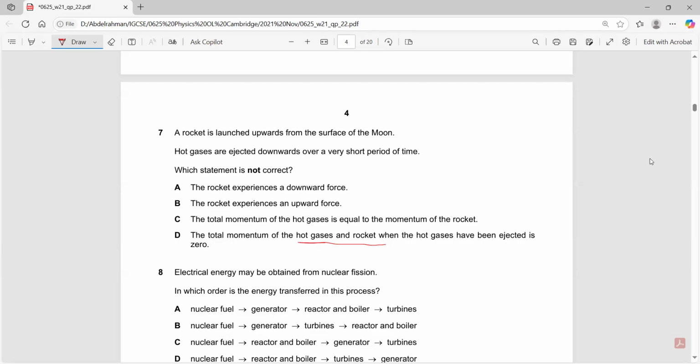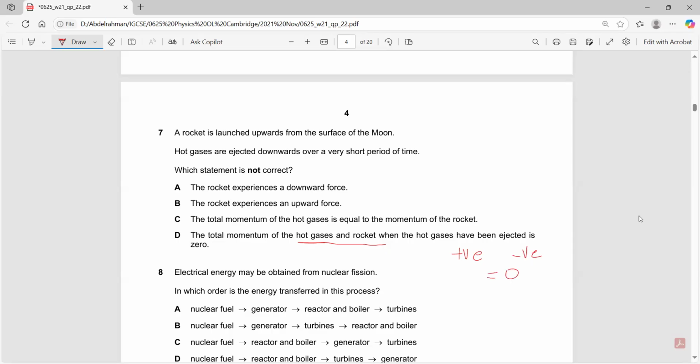How so? Because you have a positive momentum upwards of the rocket and a negative momentum downwards of these hot gases. If you add them up, would it be equal to zero? Yes, it would. The positive momentum plus the negative momentum would be equal to zero.